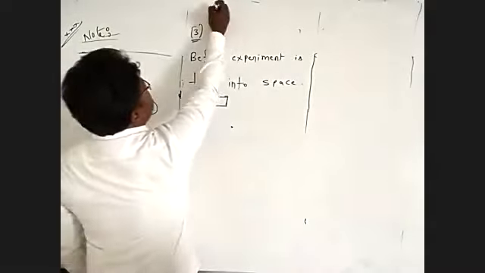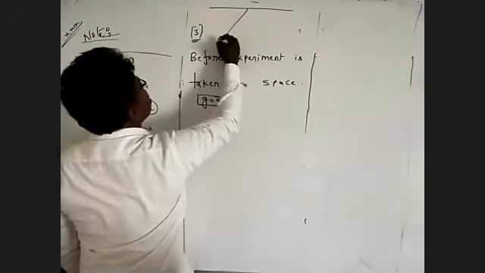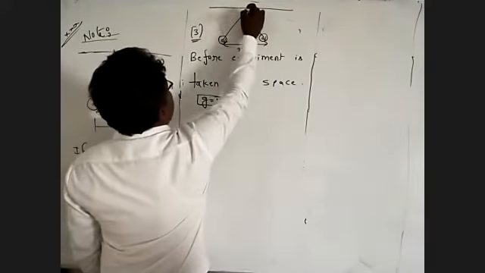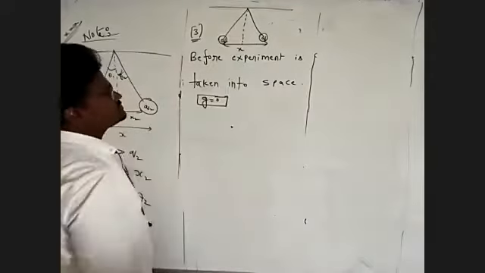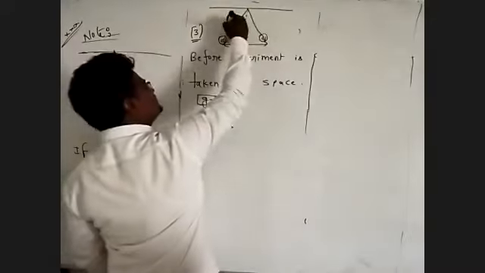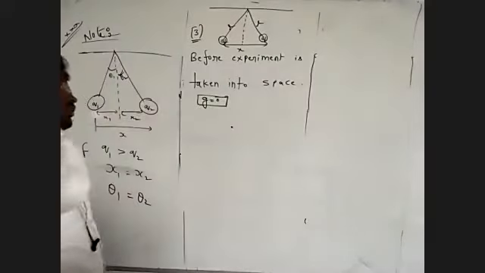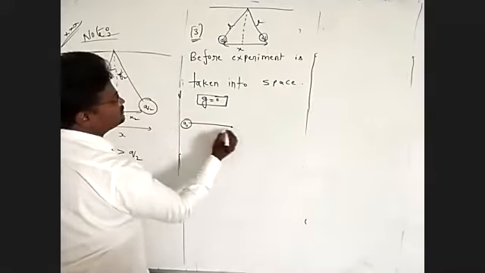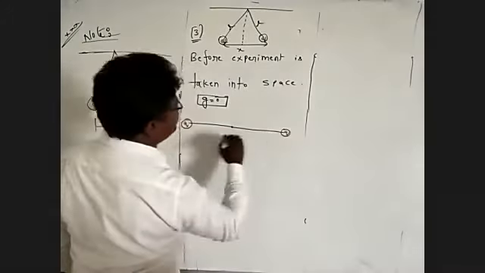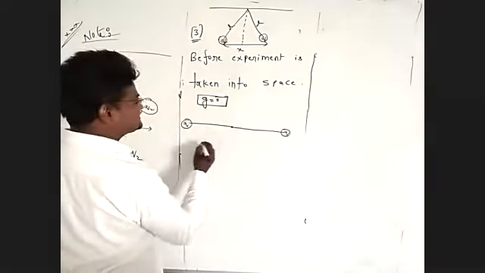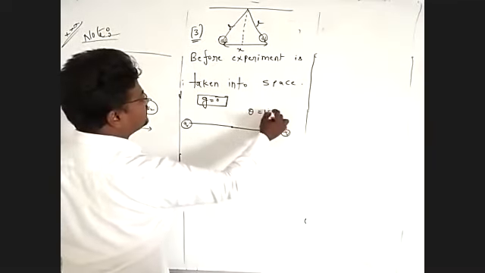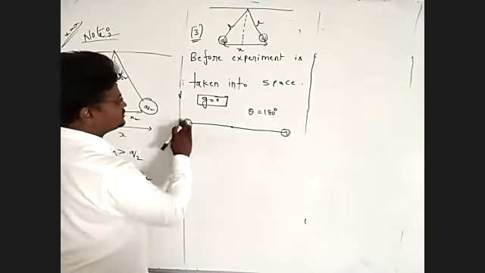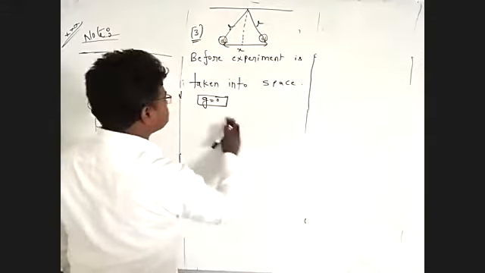Before the experiment, this is a charge Q, this is also charge Q, and the distance between the two charges is x. This is the vertical position, the initial position. Length is L, here also L. What will happen in this situation? Both charges are in a straight line, so theta is equal to 180 degrees. There is no weight.